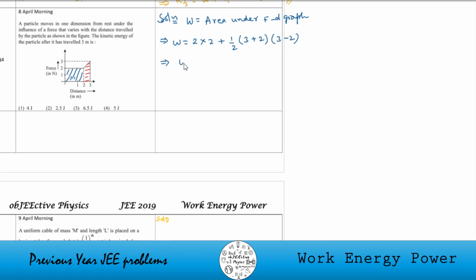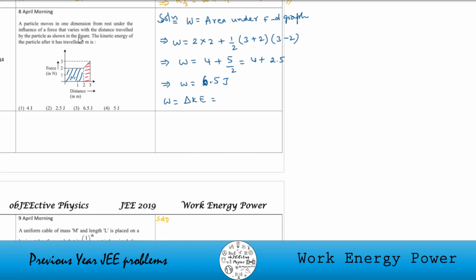So that implies W is equal to 4 plus 5 divided by 2, that is equal to 4 plus 2.5, or that implies W is equal to 6.5 joules. According to work energy theorem, W is equal to delta KE.